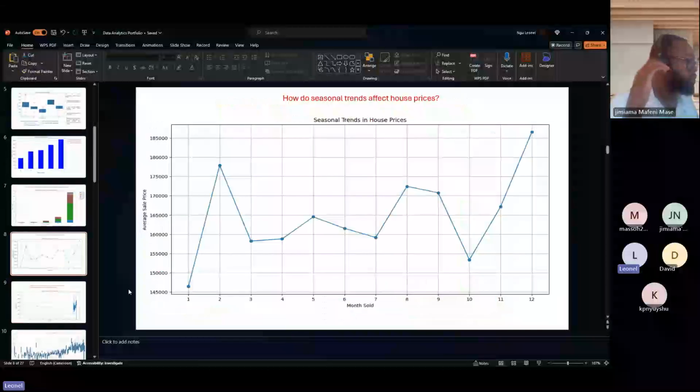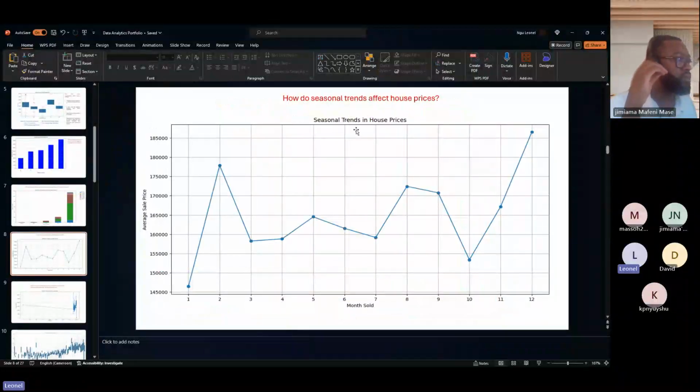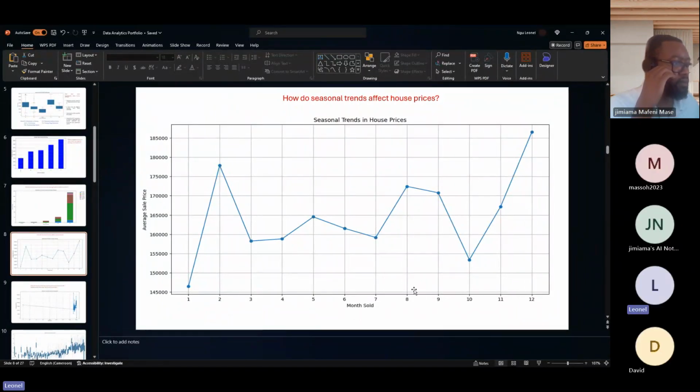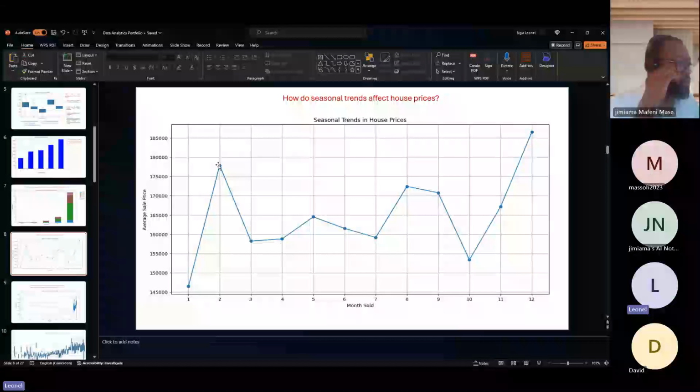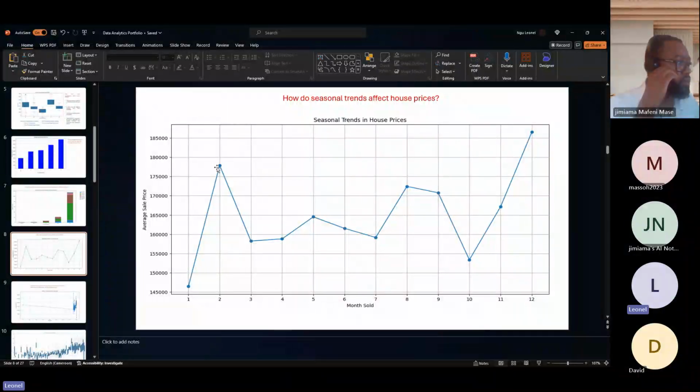My fourth business question was, how do seasonal trends affect house prices? So here's the average sale price per month. Here are the months of the year from January to December represented as 1 to 12. So we can observe that there's a trend of increase in price from January to February, then a dip in the price from February to March.